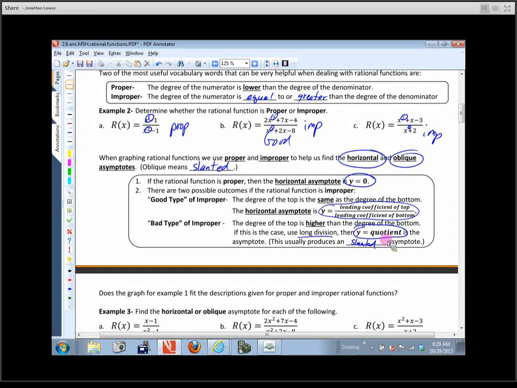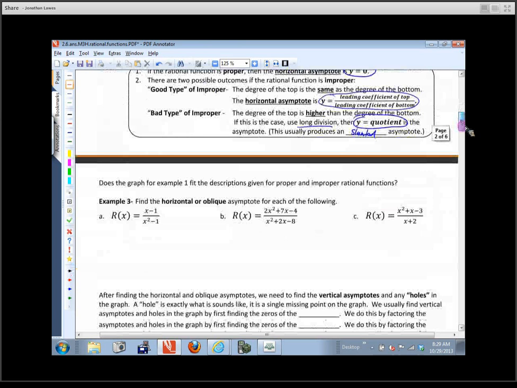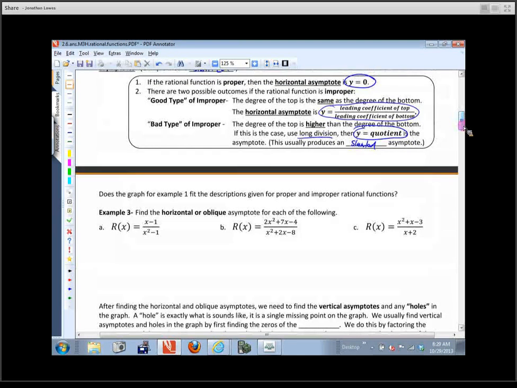And they're actually pretty nice to work with because the logic of working with a slanted asymptote is a little bit easier than the other ones. Okay? So I'm going to leave this right here.